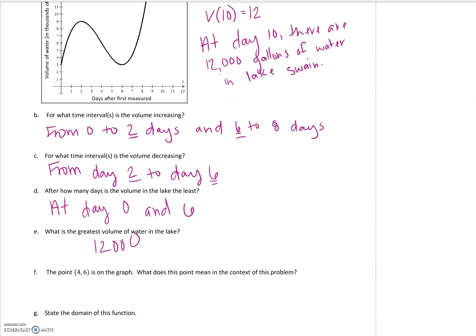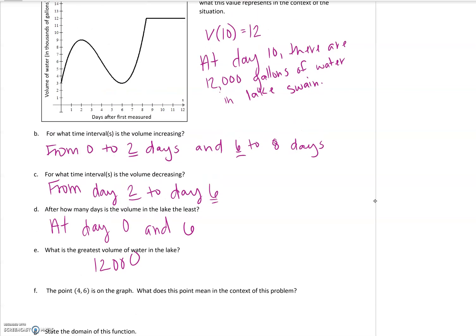The point (4, 6) is on the graph. What does this point mean in the context of the problem? 4 is an x value, so it's the number of days. So they could say something like, at 4 days, the volume is 6,000 gallons.